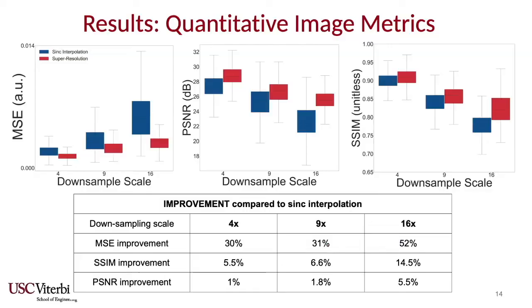Quantitatively, we can see that the VDSR network performs quite well on mean squared error, peak signal-to-noise ratio, and the structural similarity index. And as the downsampling scale increases, the errors increase for both sinc interpolation and super resolution, but the super resolution network performs consistently better than its sinc-interpolated counterparts.